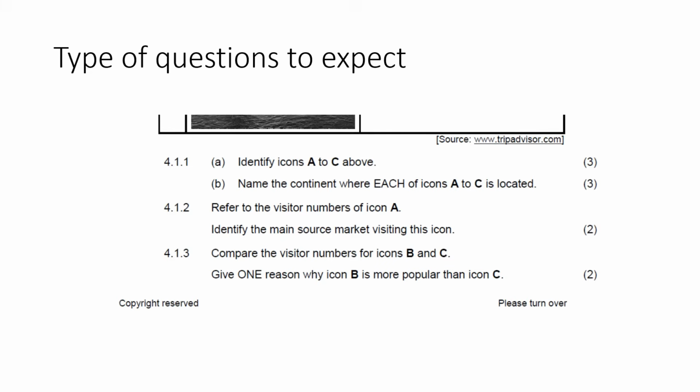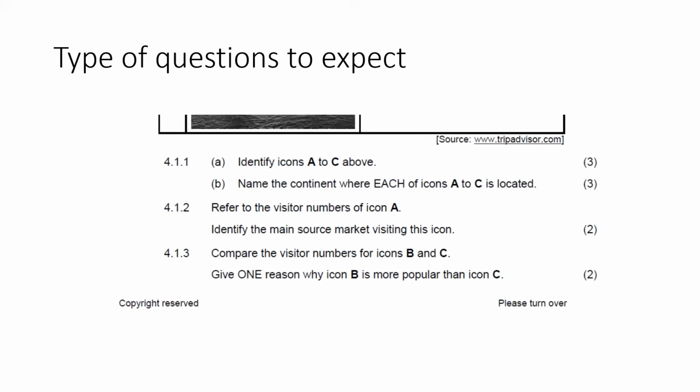Type of questions to expect. Remember, learners, you are going to be provided with the pictures of the icons when you have to answer questions. There is no way they can give you questions without any form of pictures of icons. Let's look at question 1. Identify icons A to C above. Next question. Name the continent where each of icons A to C is located.